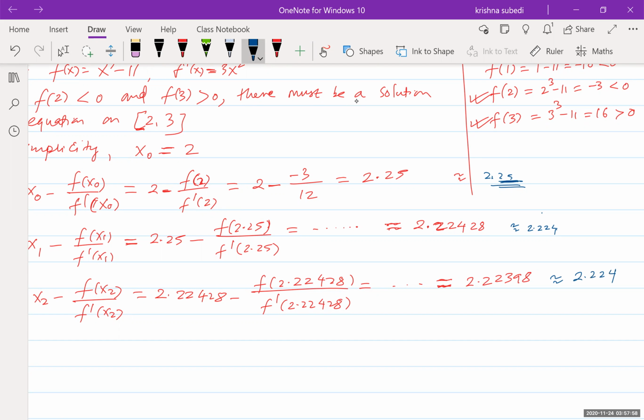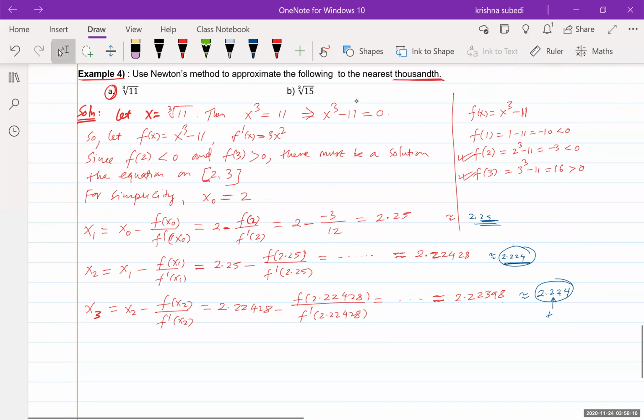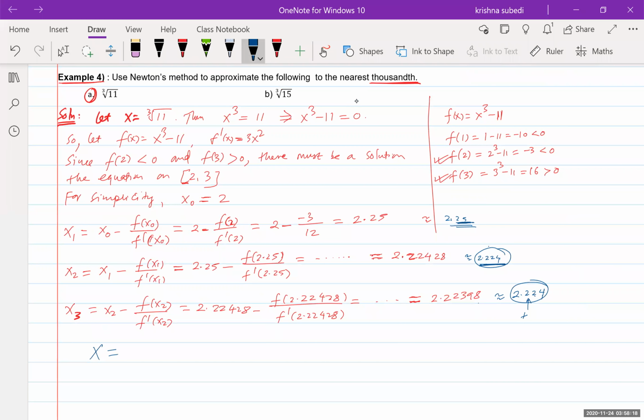2.224. Okay guys, good news. We got 2.224 and 2.224 here. That means we are done. Nearest to thousandths. This is the tenth, hundredth, and thousandth. So your answer is x equals 2.224. This is the answer, which is nearest to the thousandth.